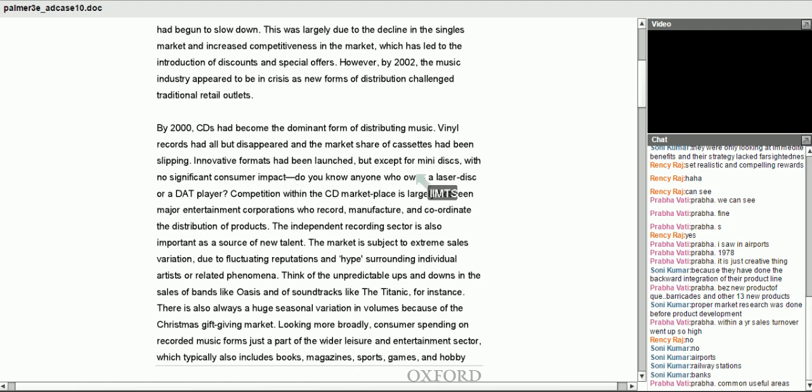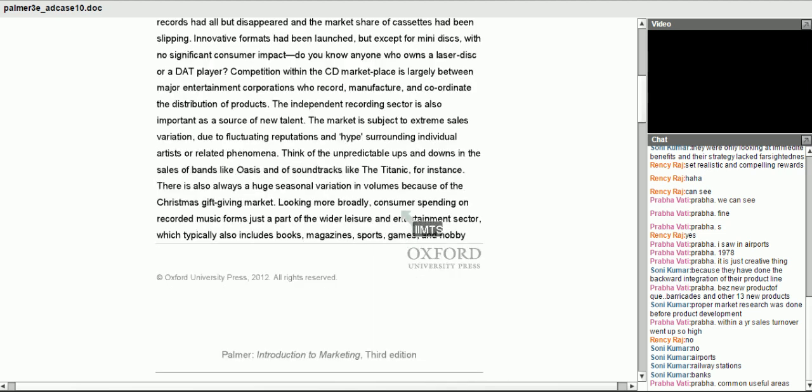So innovative formats had been launched, but except for mini discs with no significant consumer impact, do you know anyone who owns a laser disc or a DAT player? Let's go ahead. Competition within the CD marketplace is largely between major entertainment corporations who record, manufacture and coordinate the distribution of products. The independent recording sector is also important as a source of new talent. The market is subject to extreme sales variation due to fluctuating reputations and hype surrounding individual artists or related phenomena. So think of the unpredictable ups and downs in the sale of bands like Oasis and of soundtracks like the Titanic, for instance. So it's a very unpredictable industry. Even one song in the CD can be the reason for its high sales. So that all is a very unpredictable thing.